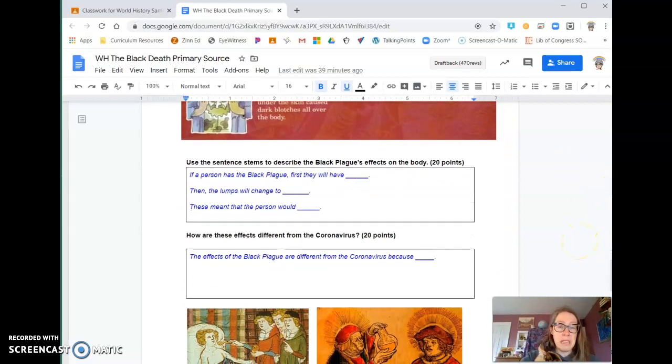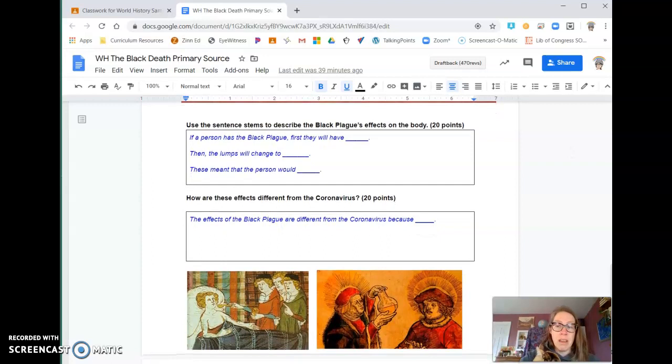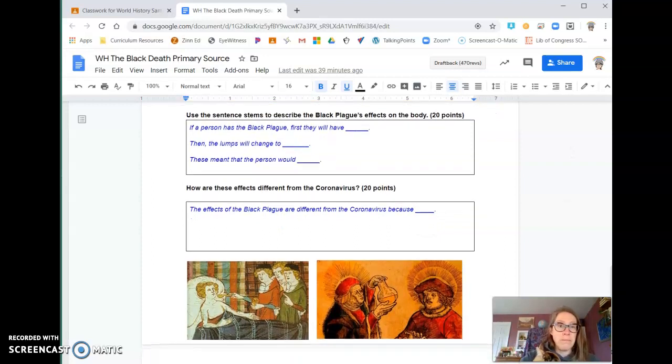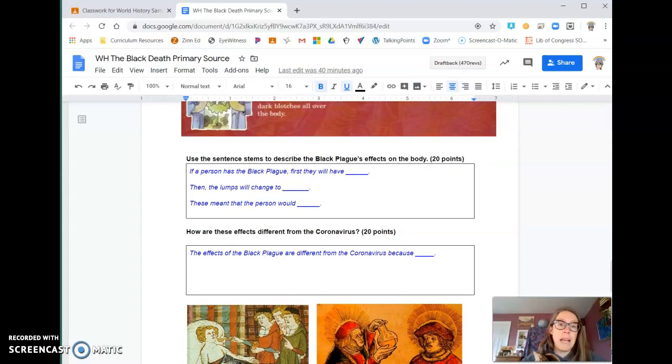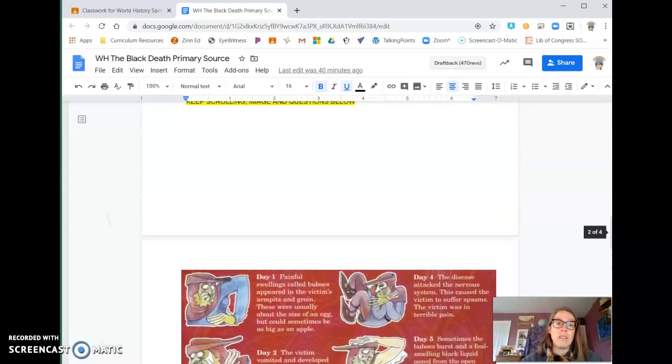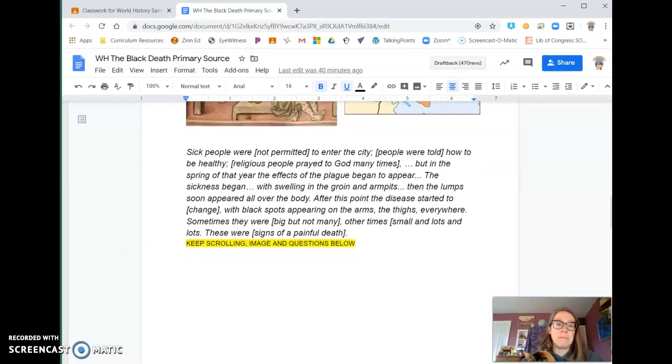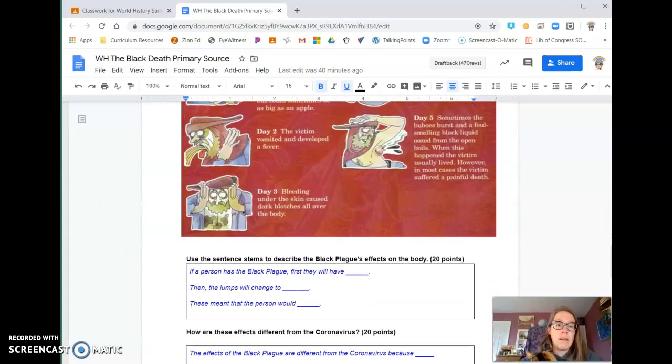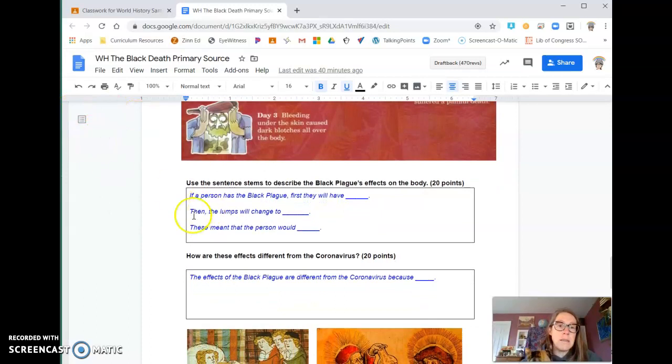All right, what are you doing with this information? I hope you're not eating breakfast while you're doing this work. All right, use the sentence stem to describe the Black Plague's effect on the body. So you will complete these sentences. If a person has the Black Plague, first they will have, so you can look back here at this image, or you can look at Boccaccio's writing. The second sentence stem says, then the lumps will change to blank. These meant the person would blank.